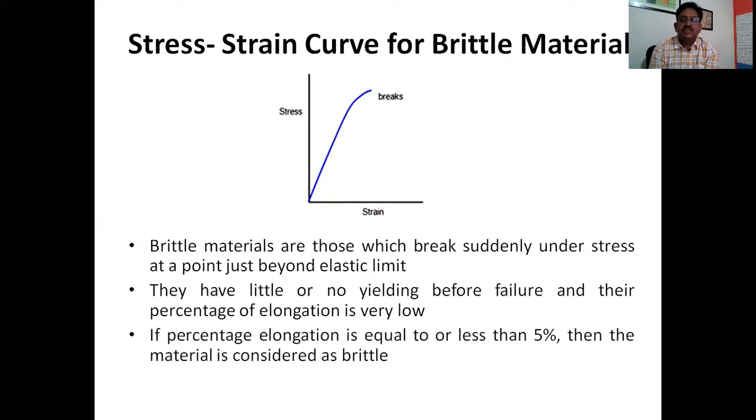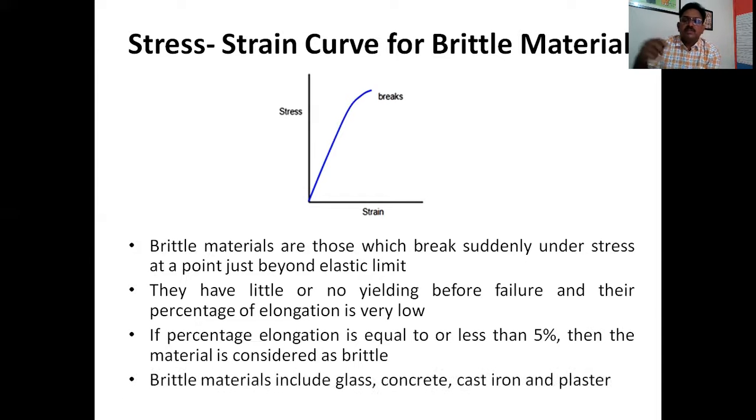If the percentage of elongation is equal to or less than 5%, then the material is considered to be a brittle material. The 5% is a very small amount. So if any material shows less than 5% elongation, we can consider that material as a brittle material. Examples of brittle materials are glass, concrete, cast iron, and plasters. This is a simple stress strain curve for brittle material. The earlier one was for ductile material, and this is for brittle material.